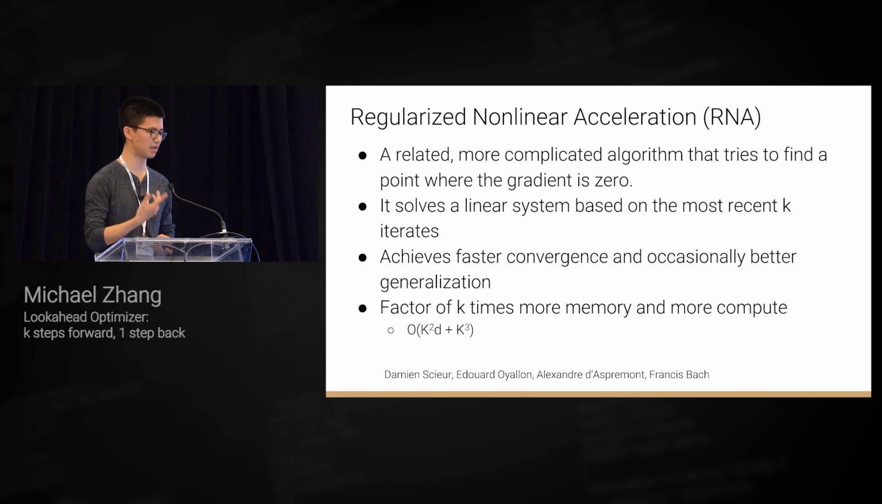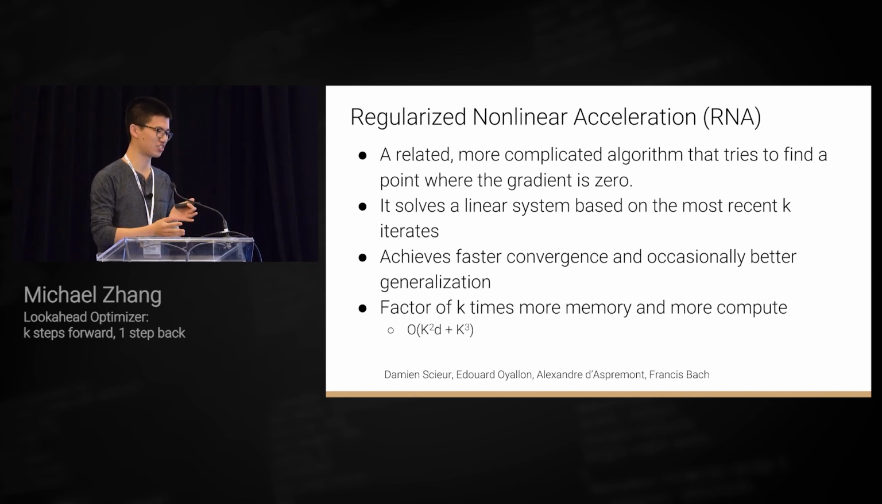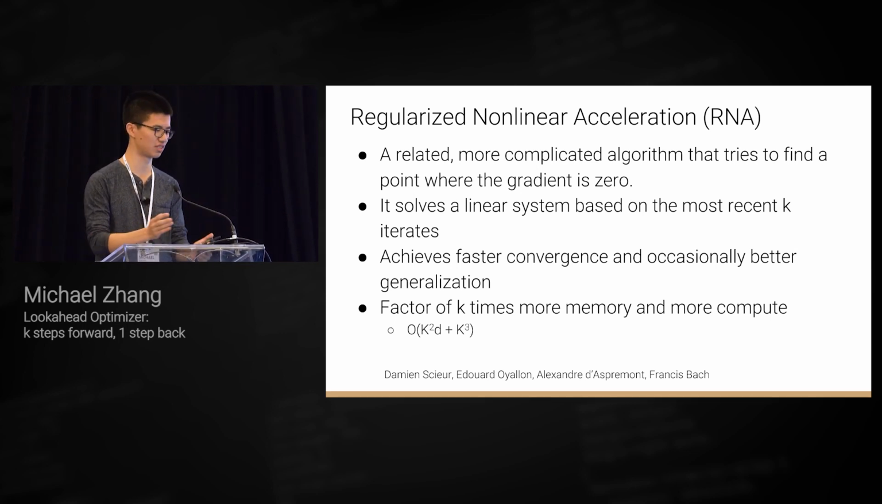One other related paper is regularized nonlinear acceleration. The idea behind this paper is you're also doing some sort of lookahead by taking different steps forward. Roughly speaking, the point you want to find is a point where the gradient is 0, because that corresponds to a local minimum or a saddle point, which is not as good. They try to approximate this by looking at the most recent k iterates and the difference between them, which is a proxy for the gradient.